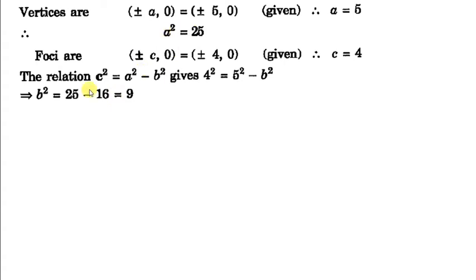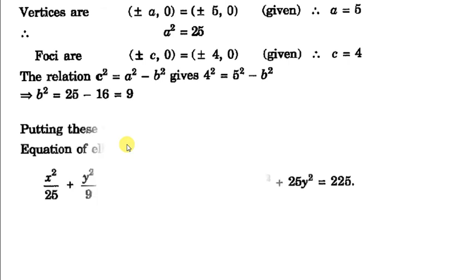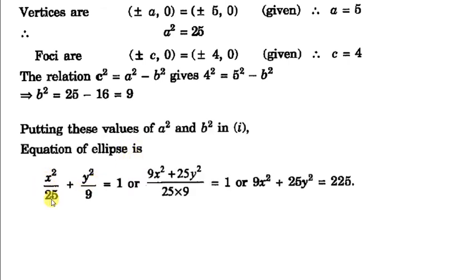Now a square we know, b square we know, so we can put the values in the standard form, that is x square by 25 plus y square by 9 equal to 1, or after taking the LCM we can write it in this form, 9x square plus 25y square equal to 225.